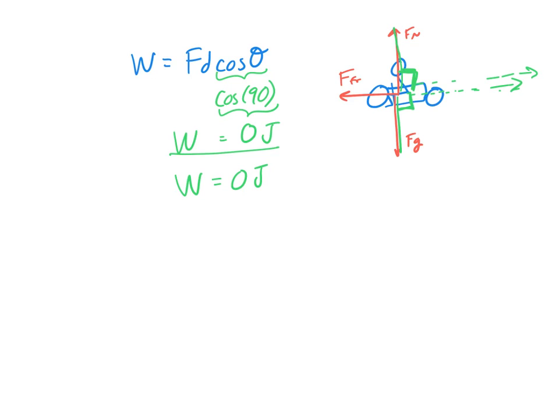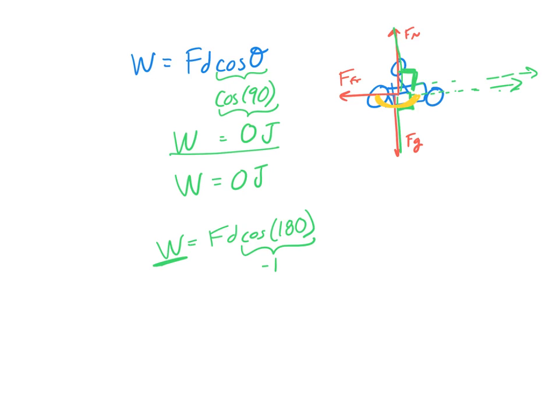Let's look at friction. Bike is going to the right, friction is to the left. So the angle between them is 180 degrees. Okay, so we have work is equal to F D cosine of 180 degrees. So if you put that in your calculator, you're going to find it is -1. So this is going to end up being negative work.